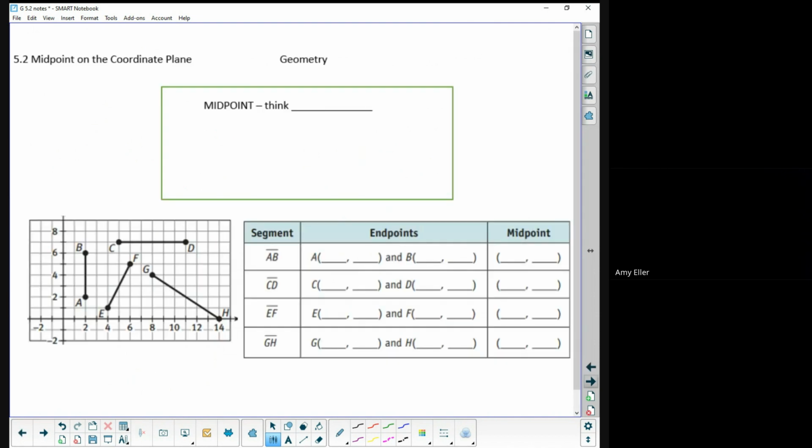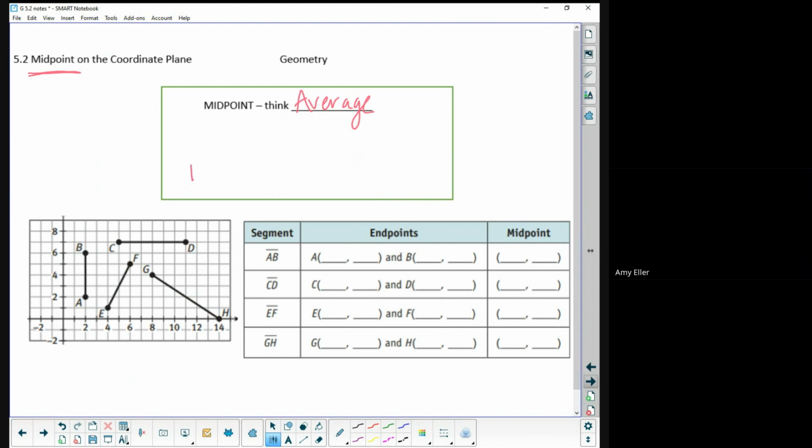Today we're talking about the word midpoint. We're doing midpoint today on the coordinate plane. In the box it says midpoint. Think average. So if I wanted to find the average of 20 test scores, how would I do that? I would add up all 20 scores and divide by 20. So if I'm wanting the average of 2 points, I'm going to add them up and divide by 2.